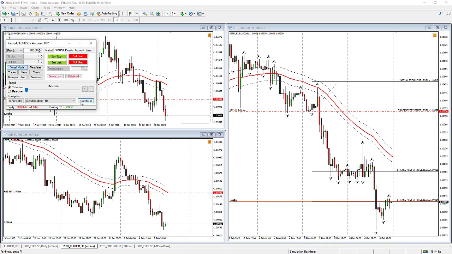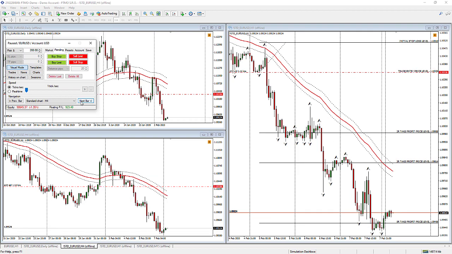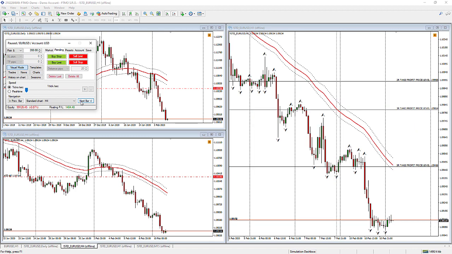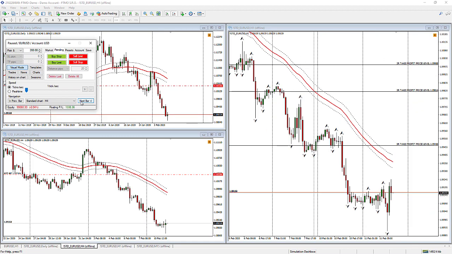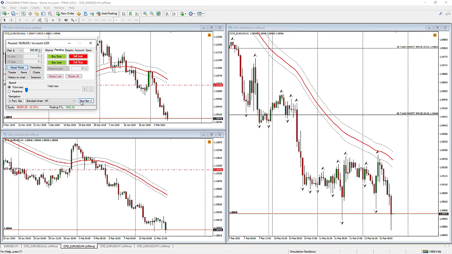You can see that price is just moving in our favor. We've almost reached around 5 times what we are risking on this trade in profits. But this is not realized, it's just floating profit, because we are still waiting for price to reverse and close in the opposite direction of the moving averages before we decide to close this trading position.